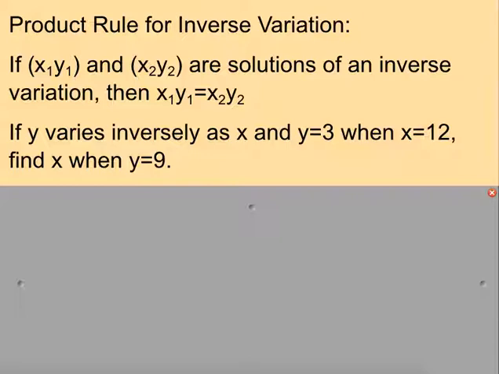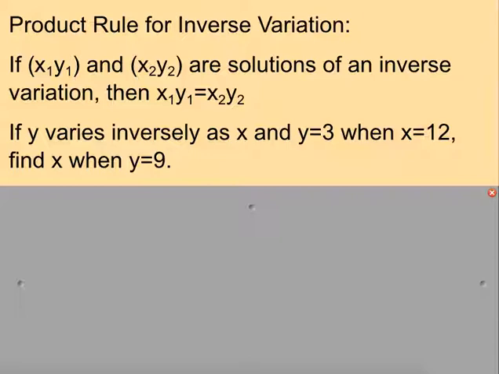We have this product rule for inverse variation, which helps us when we're given some of the information but not all of it. What we're saying is if we're given a point, x1 and y1, and another one, x2 and y2, then if we multiply together x1 times y1, that has to equal x2 times y2. Because anytime we take an x times a y in our inverse variation, they have to have that constant product.